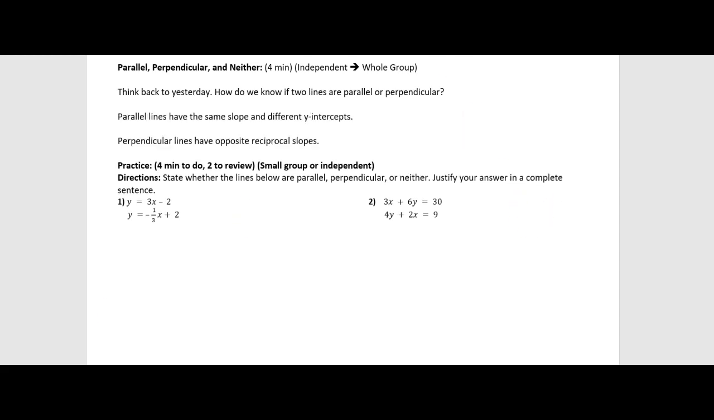All right, so I just typed it because that was a little bit easier than writing it out. Parallel lines have the same slope and different y-intercepts, and perpendicular lines have opposite reciprocal slopes. So again, we'll touch on both of those again as we move through these practice problems. If you're unsure of what those mean, what it means to have the same slope and different y-intercepts, or what opposite reciprocal slopes mean, you may want to go back and watch the video from 3.5 because we do cover that pretty in depth.